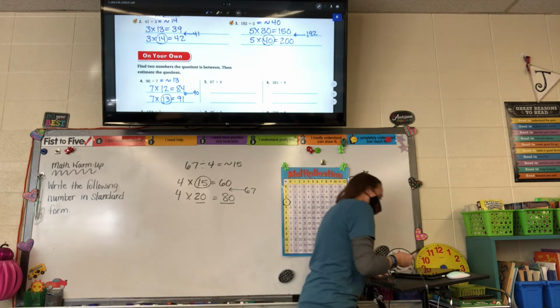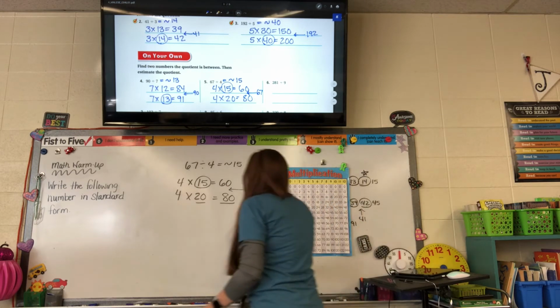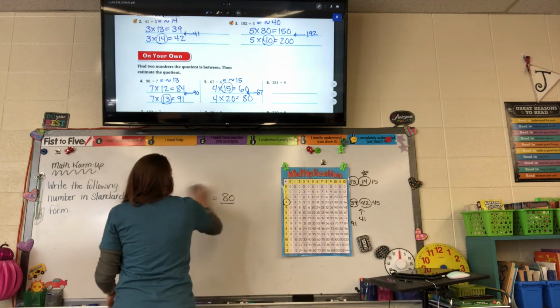All right. So 4 times 15 equals 60, and 4 times 20 equals 80. And 67 would go in between 60 and 80. And 67 is closer to 60. So the answer would be about 15. Equals about 15. Okay, 281 divided by 9.